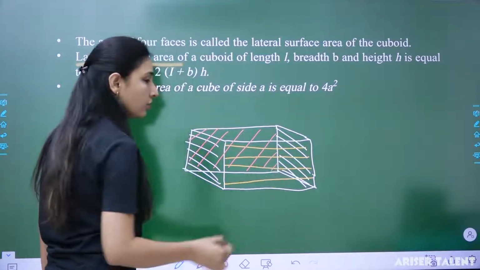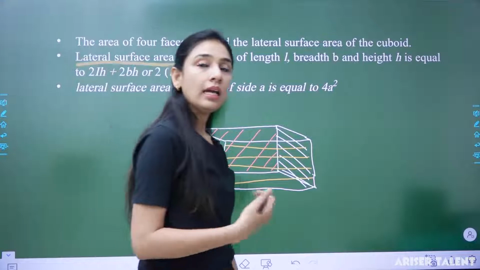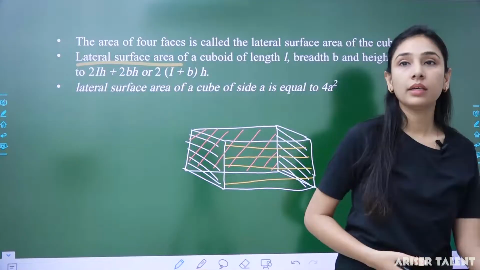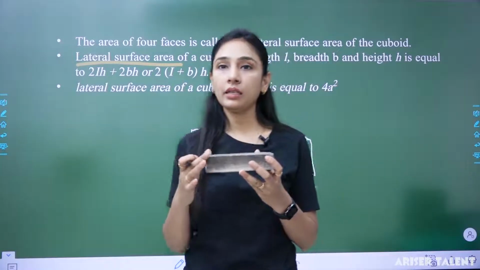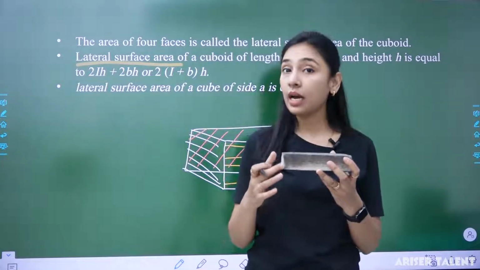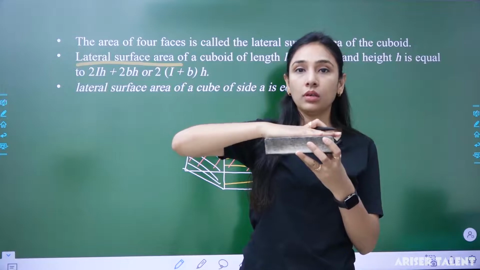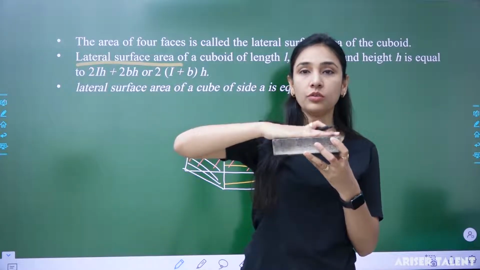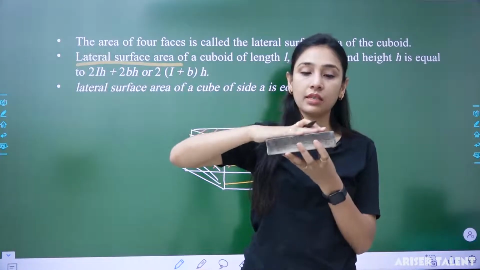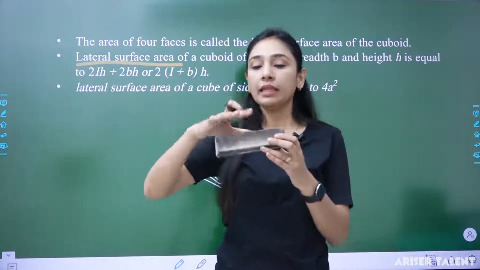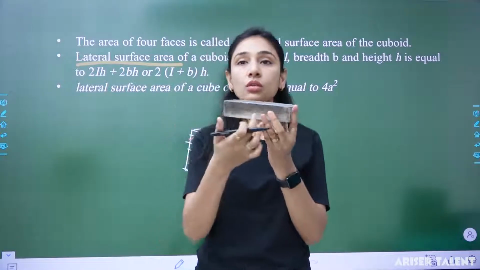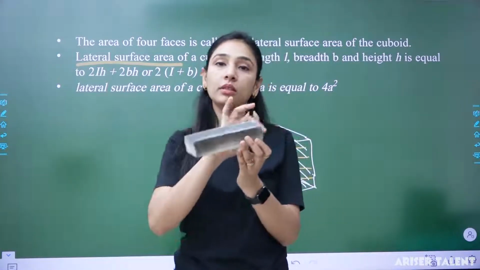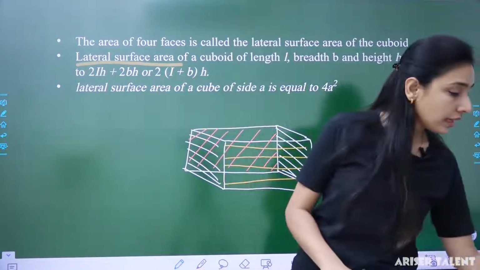That means what is excluded? Upper and lower surface is excluded. If this is the height, then this is going to be left and this is going to be left. This surface and this surface are going to be left, and these 4 surfaces we are going to take. So the area of these 4 surfaces, these 4 walls basically, is known as the lateral surface area.